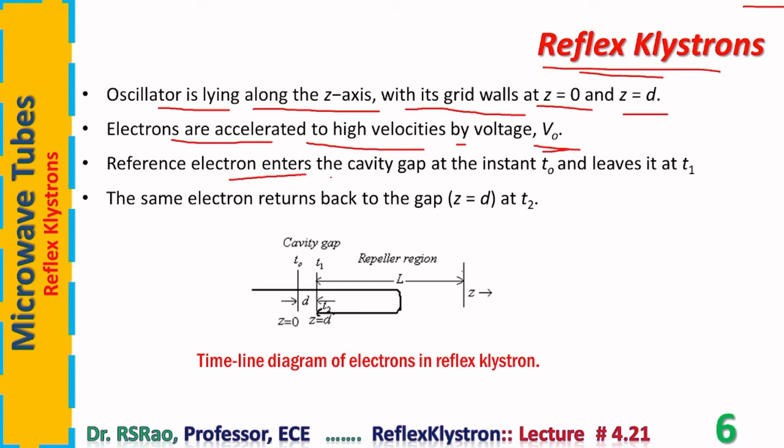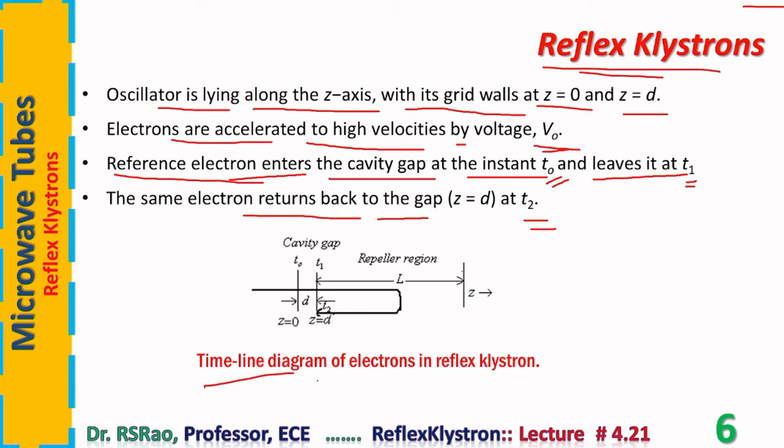The reference electron enters the cavity gap at the instant T0 and leaves it at T1. What is a reference electron? A reference electron is one which crosses the gap when the gap voltage is 0. The instant at which it enters the cavity gap is indicated by T0. Its exit is indicated by T1. The same electron returns to the gap at T2.